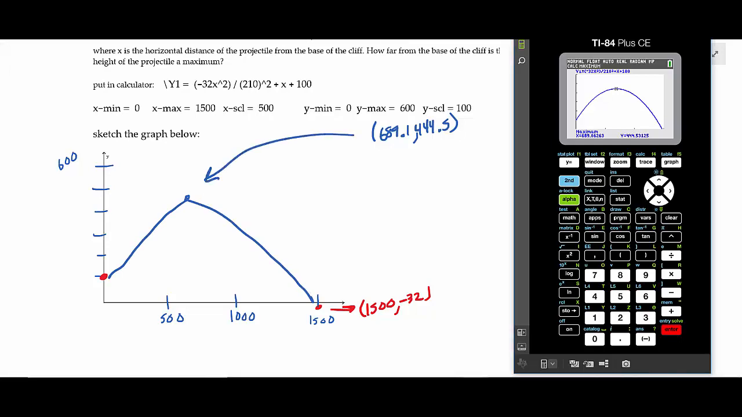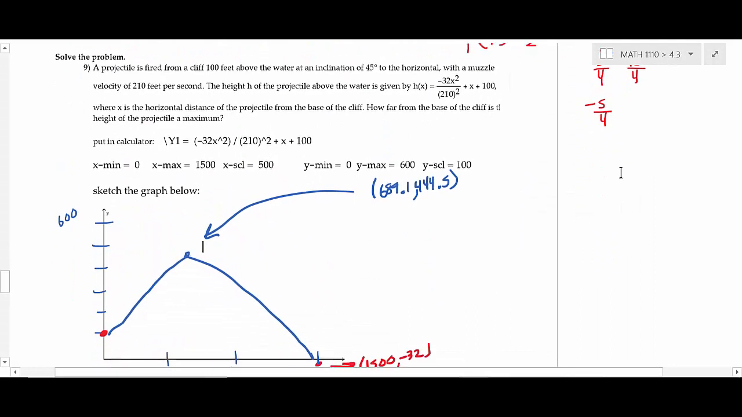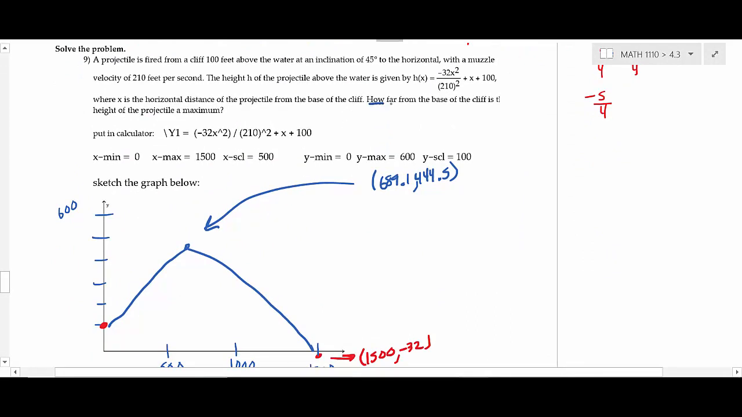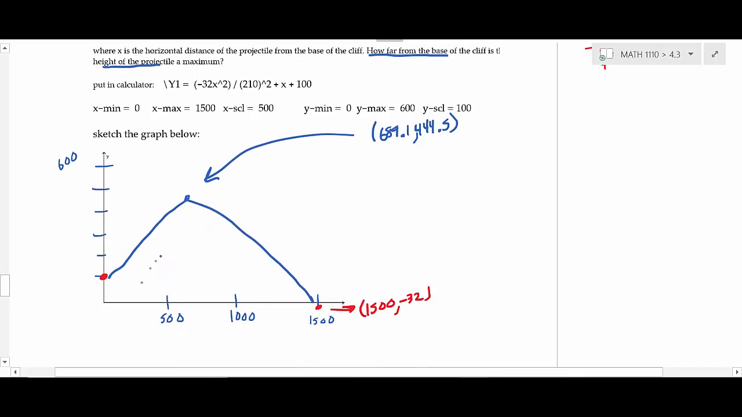So basically what this problem is saying then is the question on here is how far from the base of the cliff is the height of the projectile a maximum. So what that means is how far from the cliff would be this distance here. So what is that? 689, right. Okay, so it's 689. So the answer to the problem would be 689 feet.